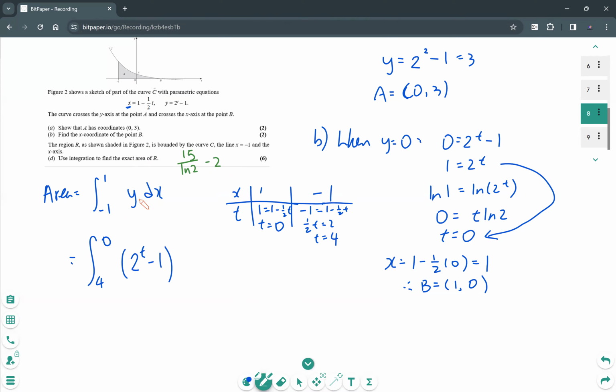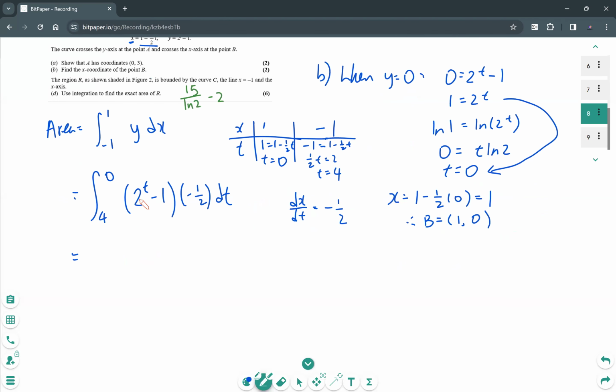Next, we need to find dx by dt, which we haven't done yet, so we can do it quickly now. So dx by dt, which is differentiating x with respect to t: differentiating 1 gives 0, minus half t is just minus a half. So times by minus a half dt. Next, minus a half is just a coefficient, a constant. We can put it outside the integral sign, so we stop getting confused.